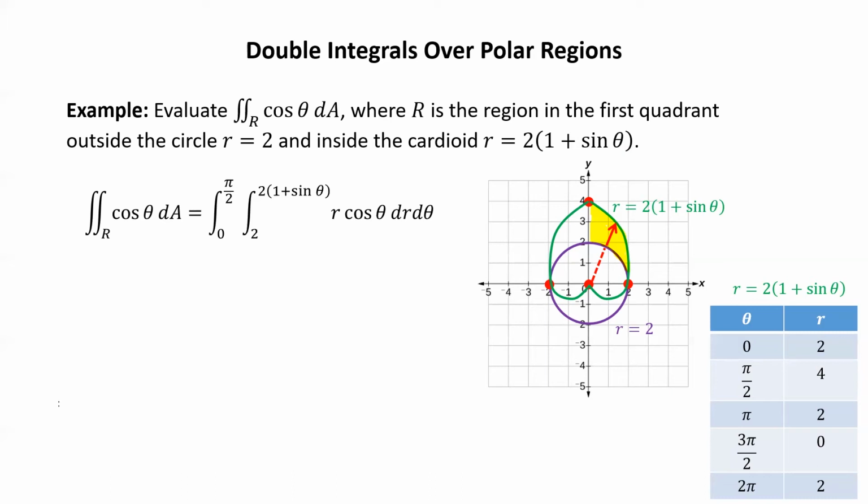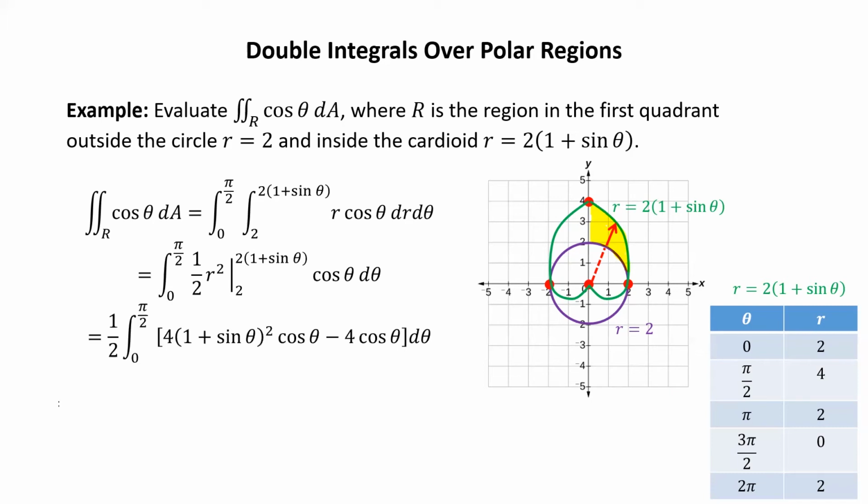And inside the double integral, the integrand, we have cosine theta. And don't forget to throw in that extra factor of r, as we always do whenever we change to an iterated polar integral. So we're doing the r integral first, and that's just a power rule, r squared over 2. So we get 1/2 r squared from 2 to 2 times (1 plus sine theta). Cosine theta just sits there as a constant because we're integrating with respect to r and not with respect to theta.